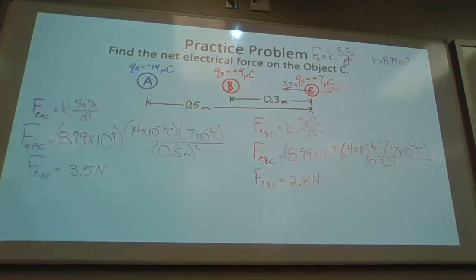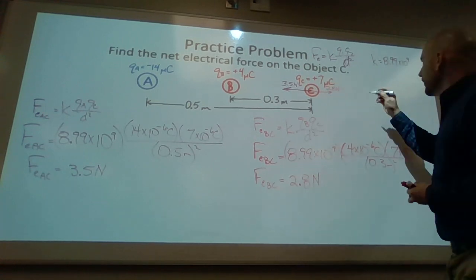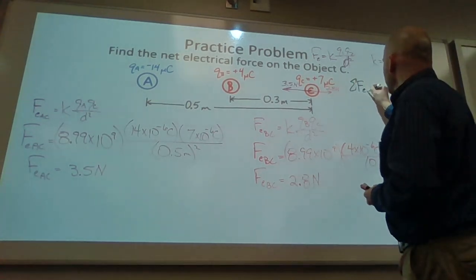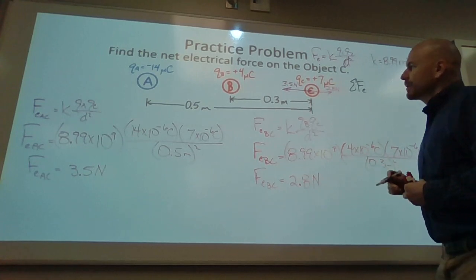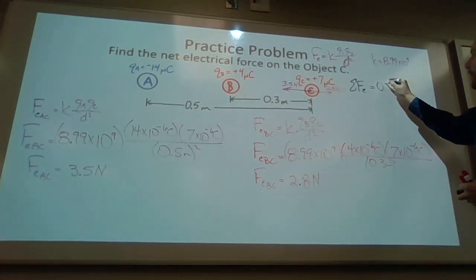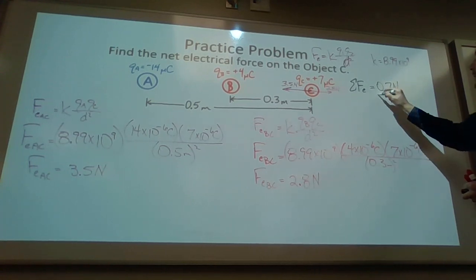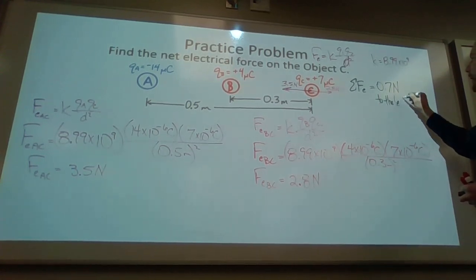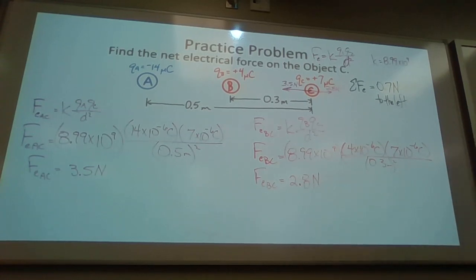So the net force, tell your neighbor. What is the net force? They're going in opposite directions. So you're subtracting them, and you have 0.7 newtons to the left. Okay?